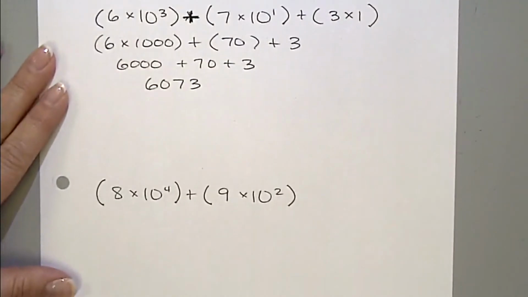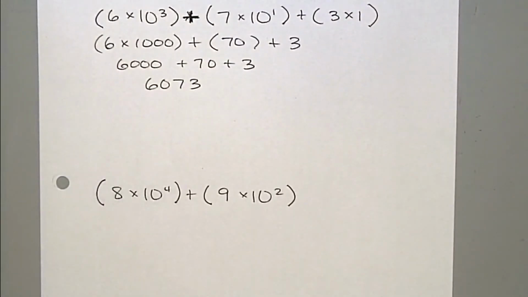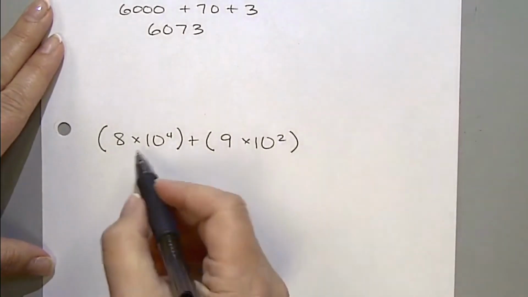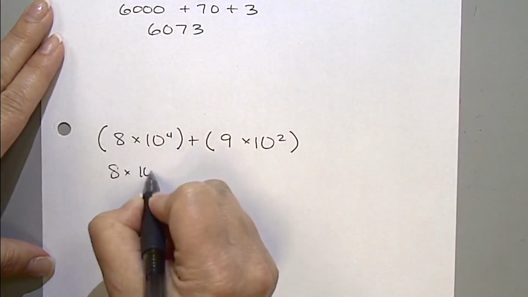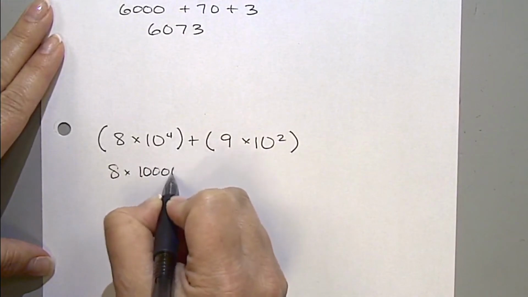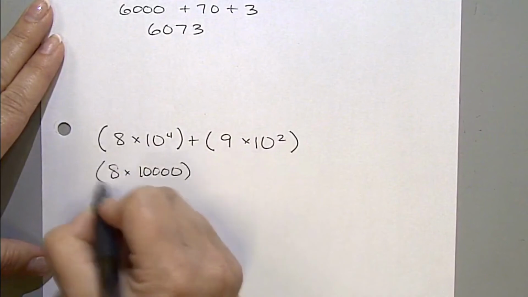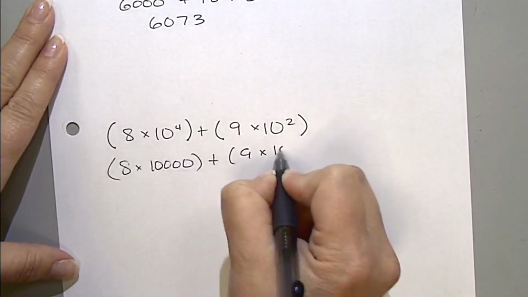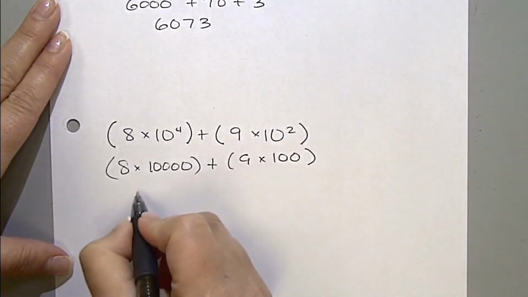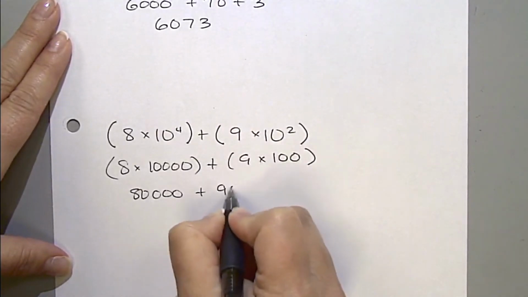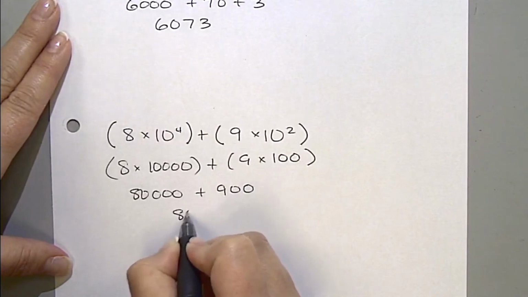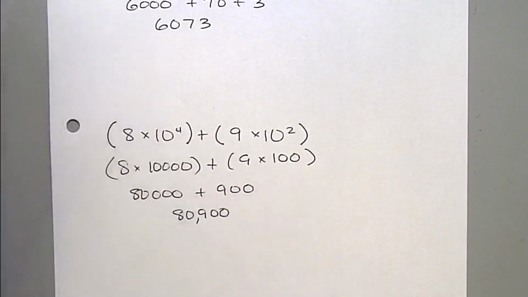So go ahead and work this one out. You have 8 times 10 to the fourth plus 9 times 10 squared. All right, so this is the same as 8 times 10, or a 1 with 4 zeros after it, right? 10,000. And this is a 9 times a 1 with 2 zeros after it. So in other words, we have 80,000 plus 900, which gives us 80,900. Okay, everybody good with expanding and bringing it back as a single numeral?